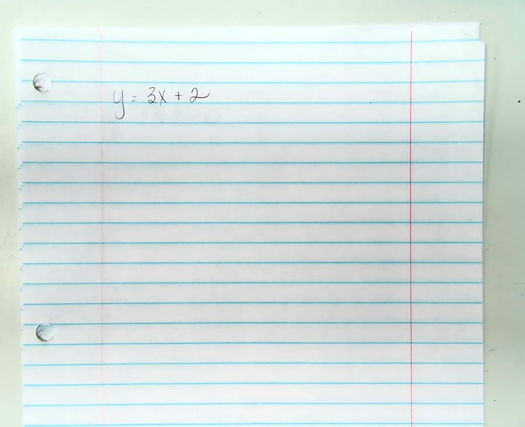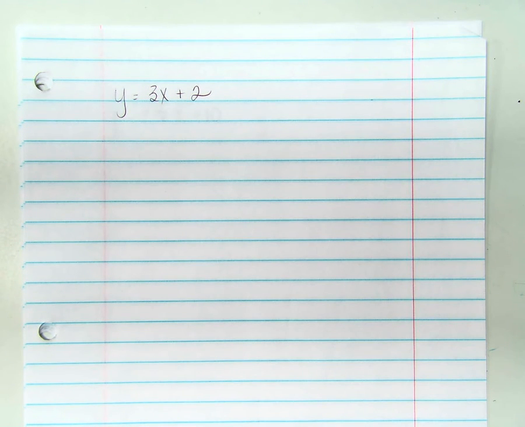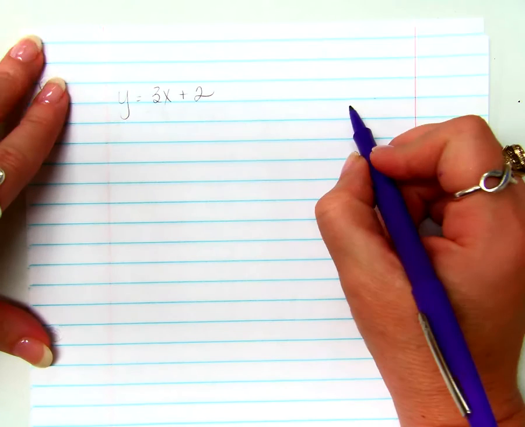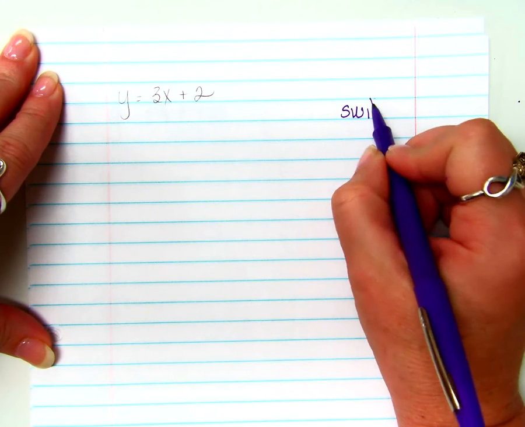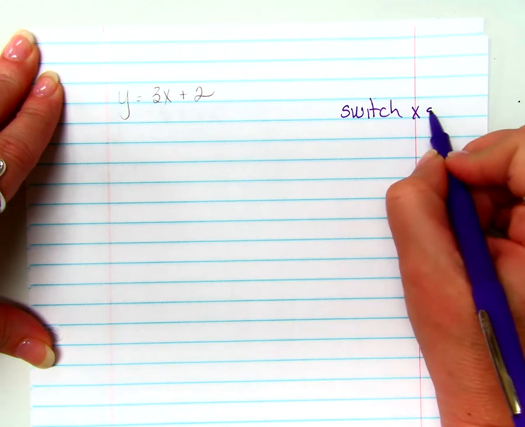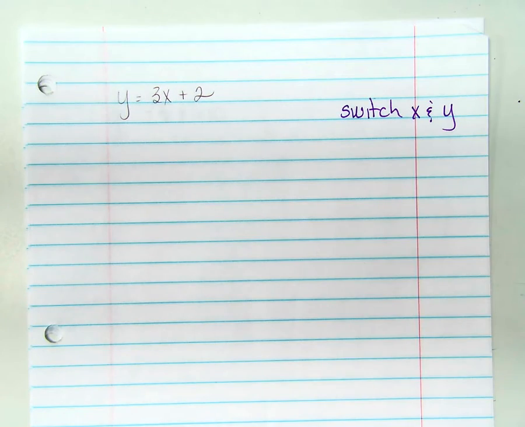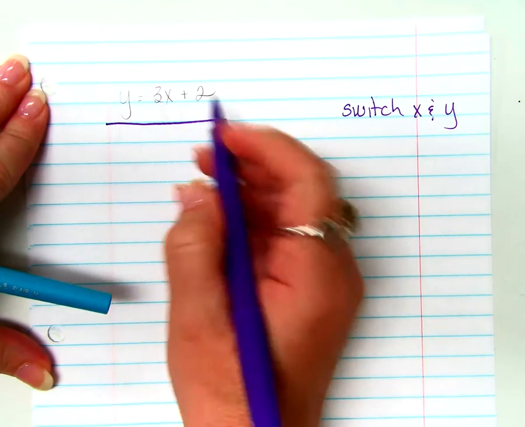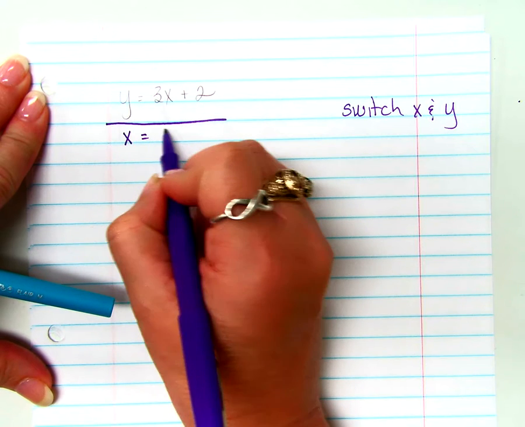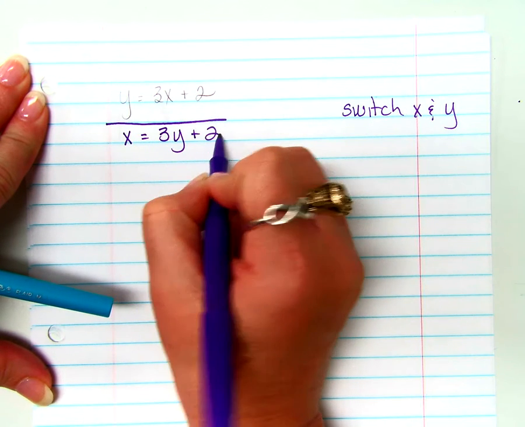Another situation you might see is an equation. y = 3x + 2. Well, the directions are: find an equation that's the inverse of this. Well, how do you find the inverse? Switch x and y. So the first thing I want to do is switch x and y. x = 3y + 2.